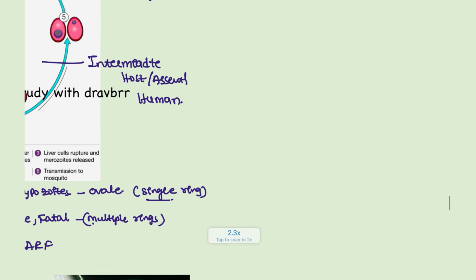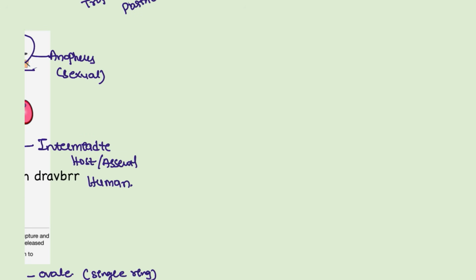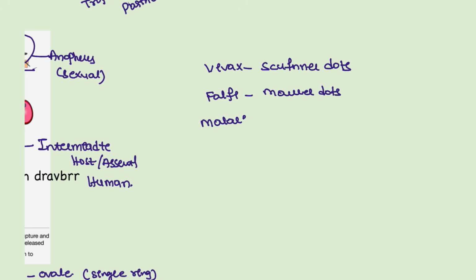Right, next moving on to some of the findings of Plasmodium in peripheral blood smears. Vivax can be seen with Schüffner's dots, whereas falciparum is seen with Maurer's dots. Malariae is seen with Ziemann's dots, and ovale is seen with James's dots.